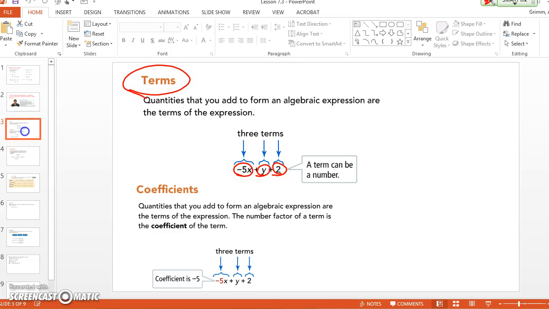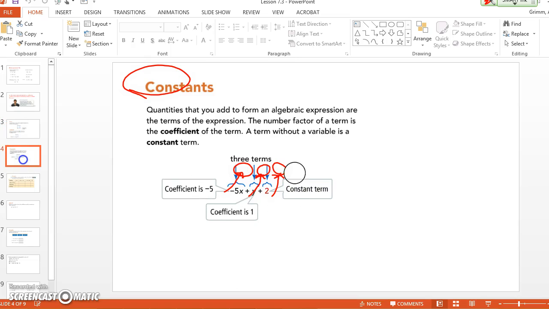Okay, the next word that Nick asked about was coefficient. Coefficient is a fancy way of saying the number before the letter. Okay, very fancy word. So the coefficient here is negative 5. The coefficient of this one is 1, because a 1 would be in front of the y. Okay, so then your next question might be, well, what is the 2? Like, what do we call that then? Because it doesn't have a coefficient. It is a term. It's a what? No. Good try. Good guess. Okay, it's called the constant.